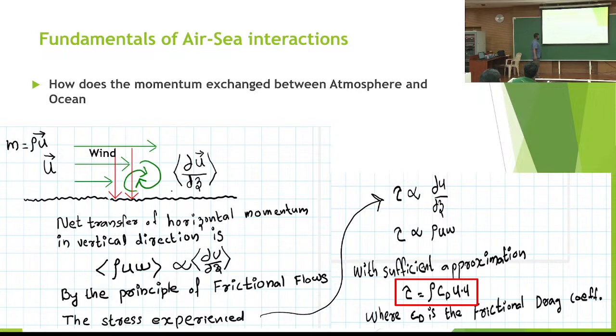You can do that, but as a sufficient approximation, putting a coefficient called the drag coefficient, again parameterization comes. This is where the uncertainties jump into the system. Up until then, theory was good. The moment you put proportionality constants or any constants, the parameterization jumps in. Whatever it is, the stress experienced or the exchange of momentum per unit area must be rho c d u times u, where u is the wind speed.